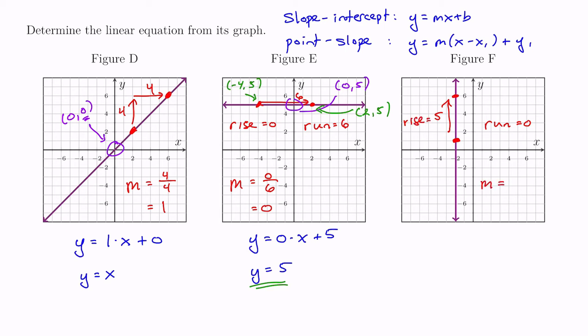So I have a rise of 5 and a run of 0. That gives me a slope of 5 over 0. It is important to recognize the difference in these two fractions from figure E to figure F. 0 divided by 6 in figure E is equal to 0. 5 divided by 0 is undefined. So in this example, we would say that this line has an undefined slope. There is no number that I can put onto that particular slope.